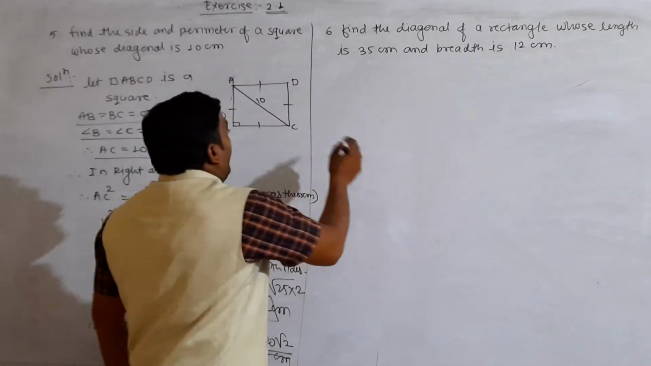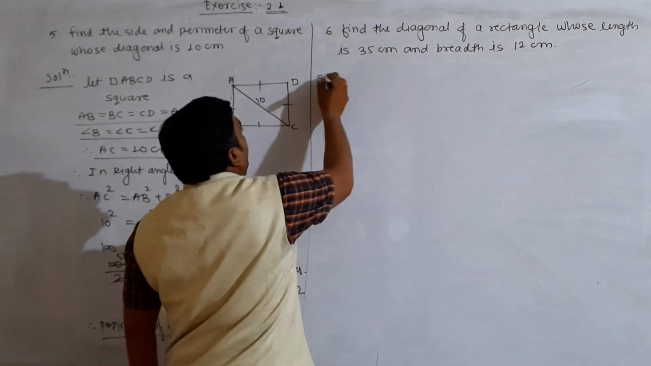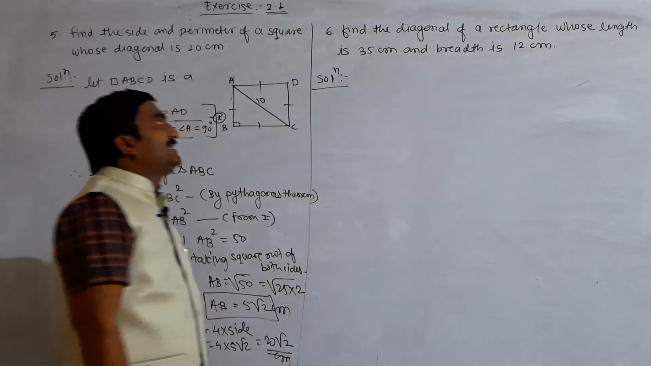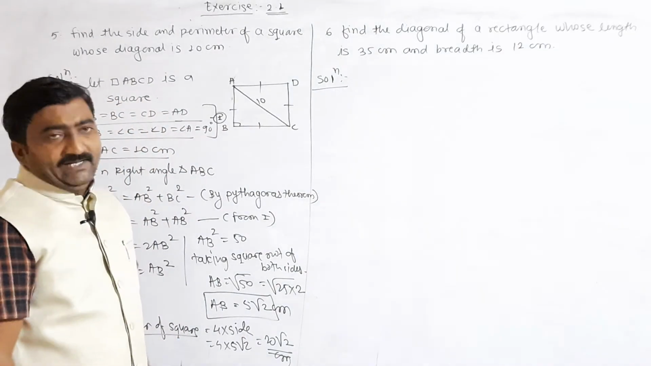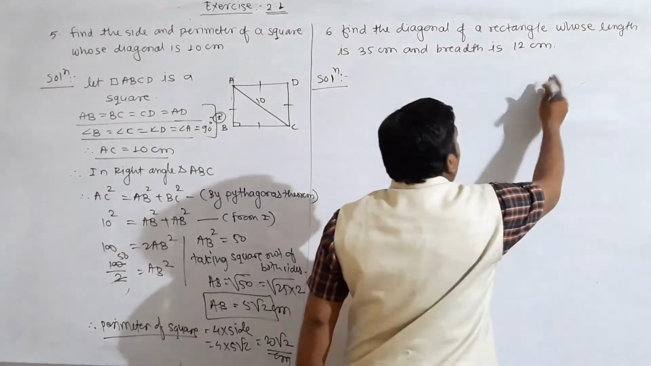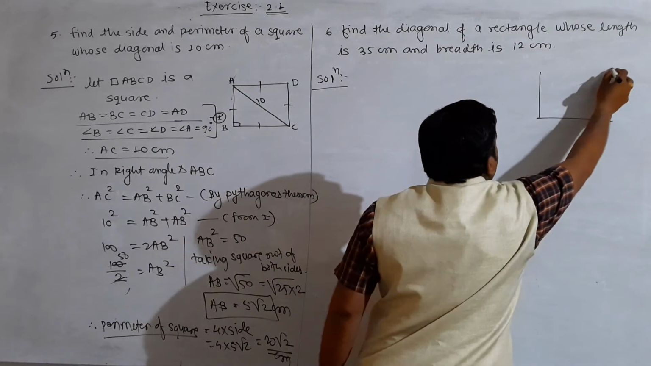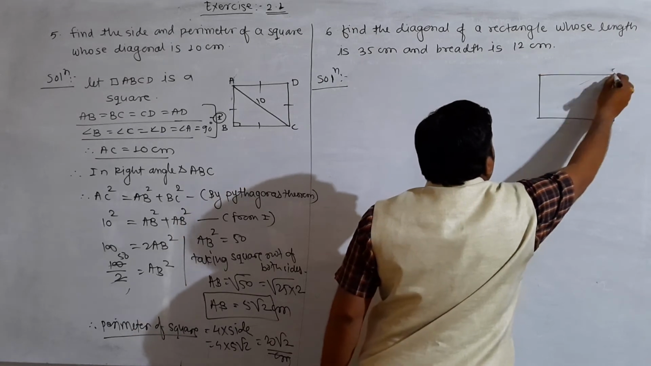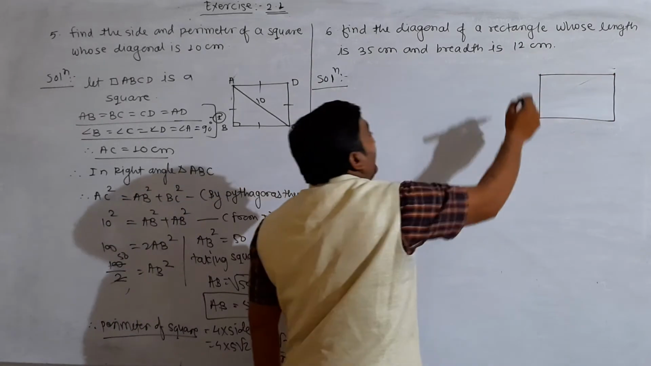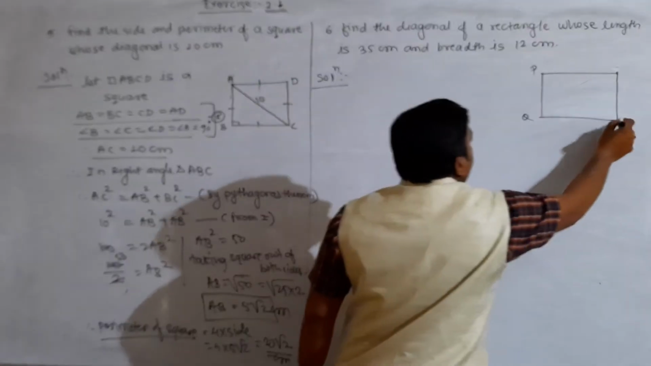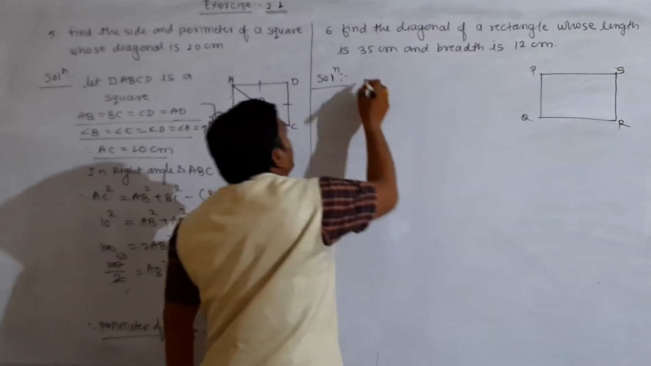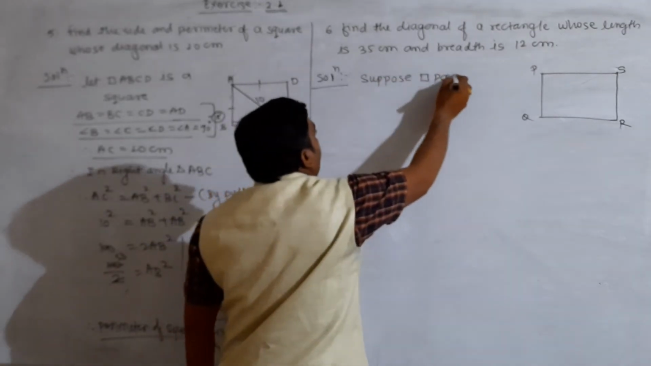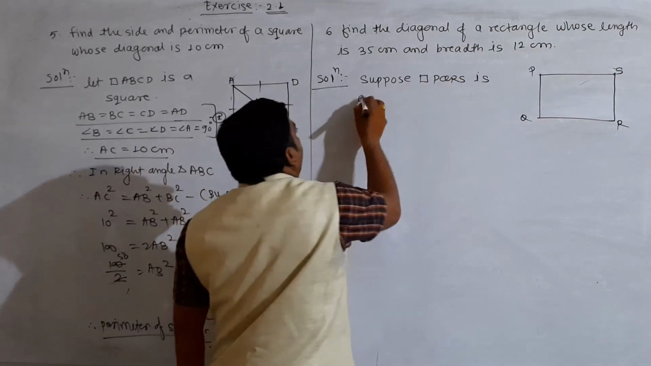So, next problem we have to study here. Find the diagonal of a rectangle whose length is 35 centimeter and breadth is 12 centimeter. So, take the rectangle PQRS. Suppose quadrilateral PQRS is a rectangle.